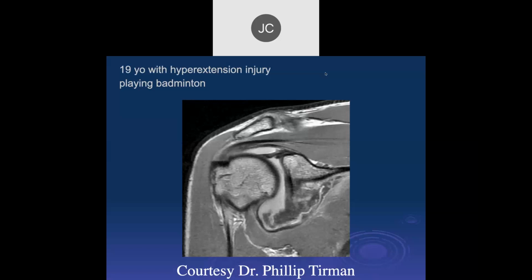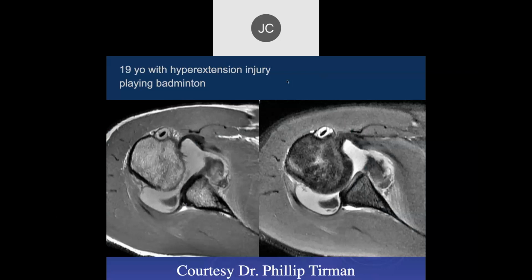I think there's an avulsion of the inferior glenohumeral ligament from the humeral attachment. The patient actually injured themselves playing badminton, if you can believe it. That was a pretty tame sport before I saw this case. And what do you think here?